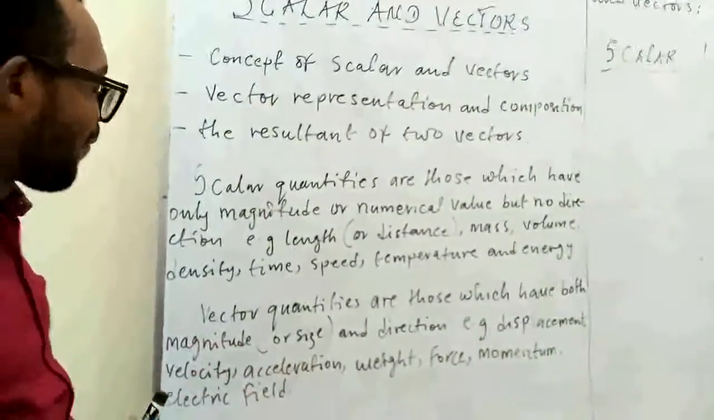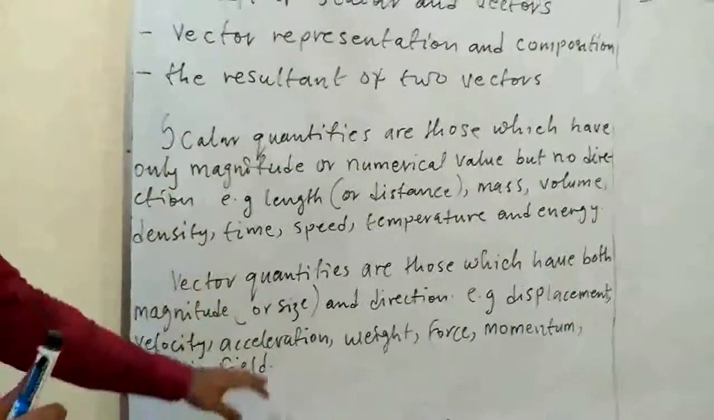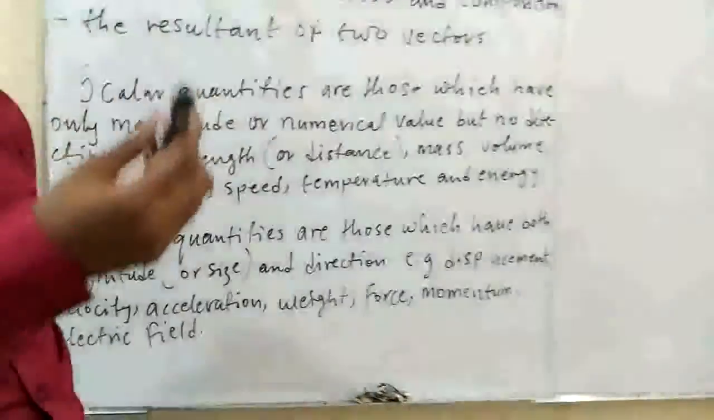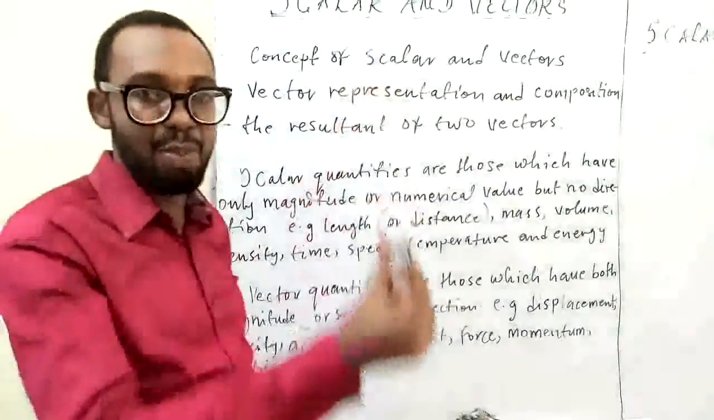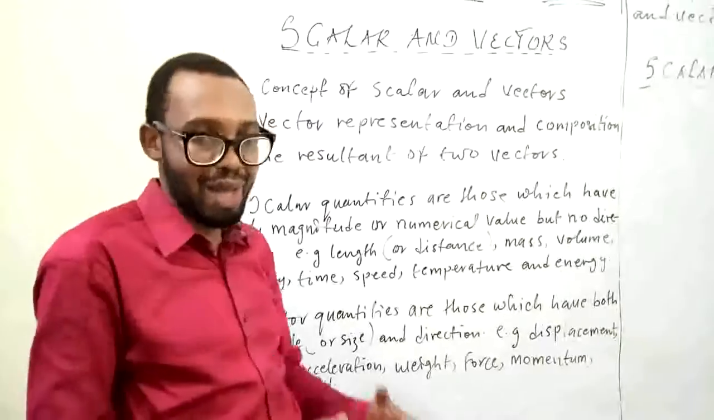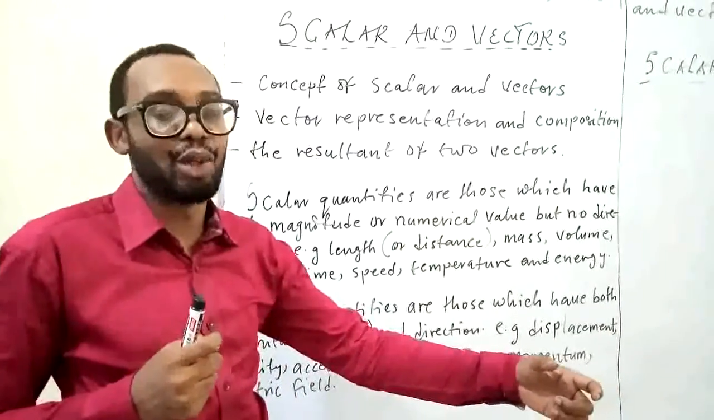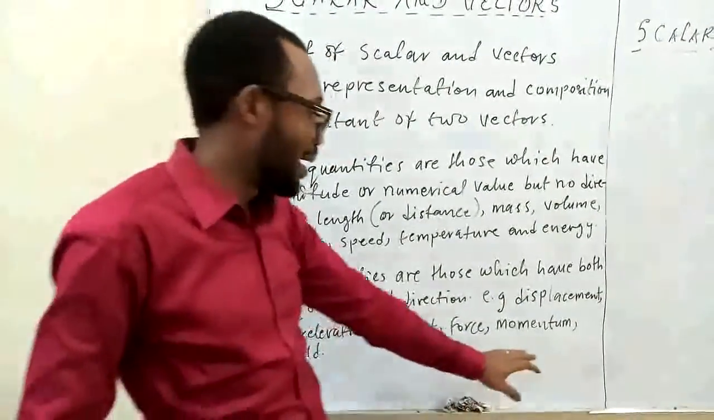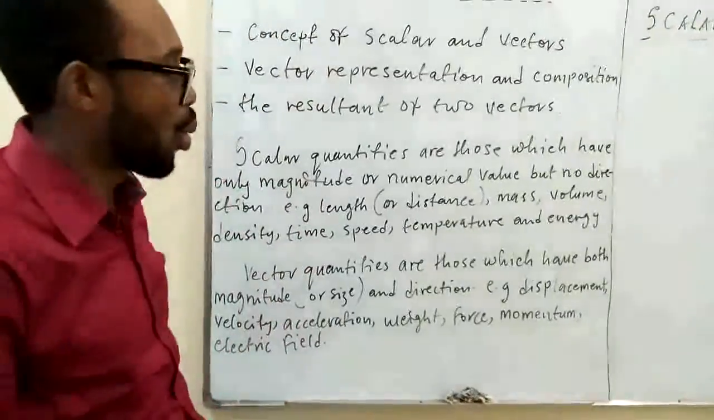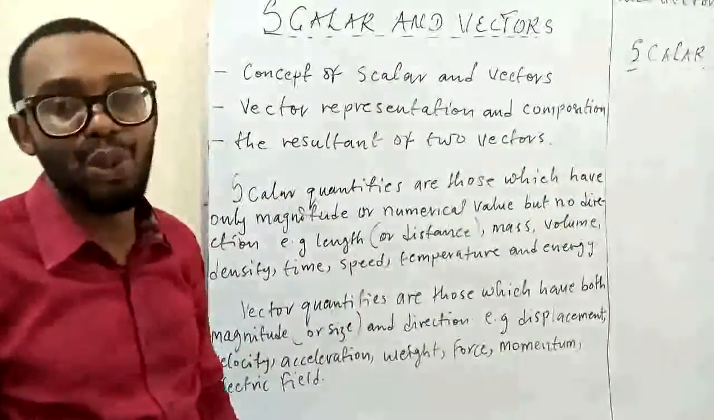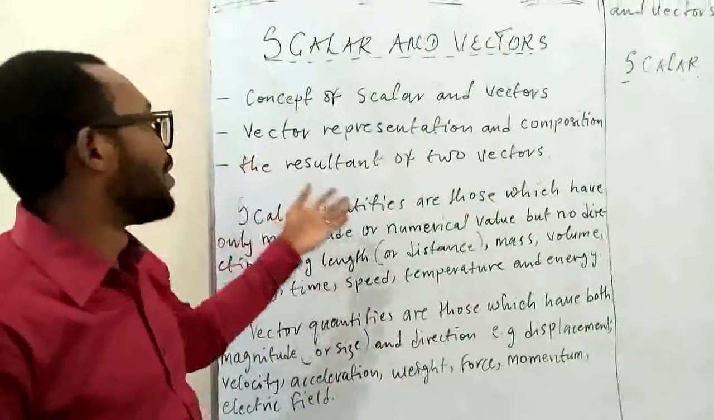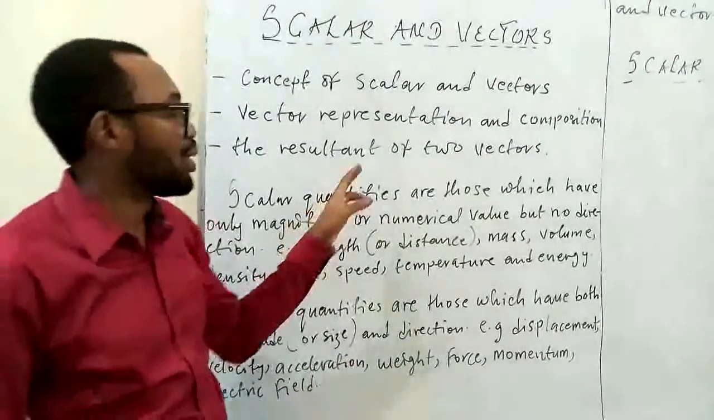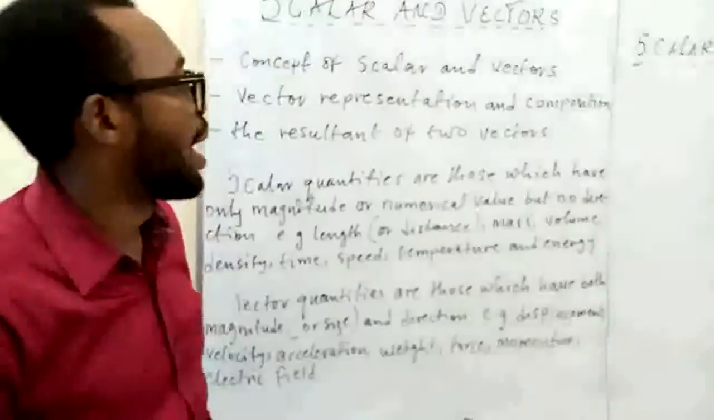Another example of vector quantity is velocity. You have acceleration, you have weight. Of course, the weight of a material, particularly when thrown up, acts downward. That is the gravitational pull of that object. When it's acting downward, you can actually determine its direction. So that is why it's a vector quantity. Force is a vector quantity, and momentum is also a vector quantity. I think this is simple for you to assimilate. Definition of vectors and scalar, examples of vectors and scalar. All of these constitute the concept of vectors and scalar quantities.